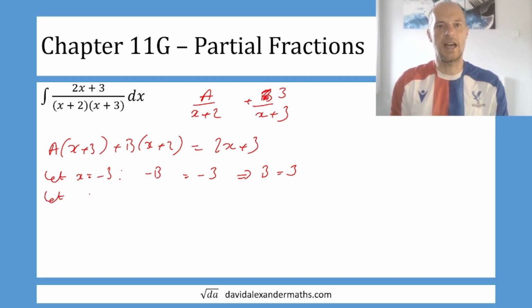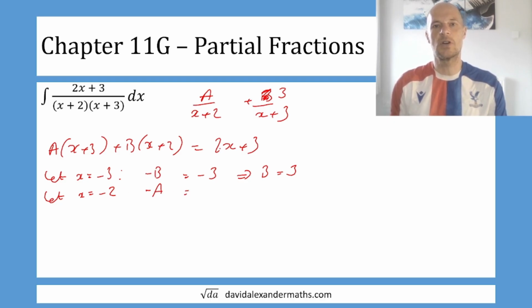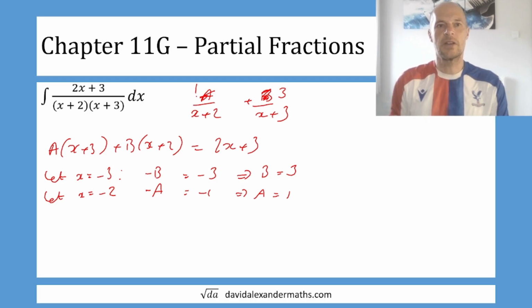And now I'm going to let x equal -2. So -2 plus 3 is -1, so -1a. In other words, -a is -2 times 2, minus 4. -4 plus 3 is -1, so therefore a is 1. Okay, so what we are integrating is 1 over x + 2 plus 3 over x + 3.